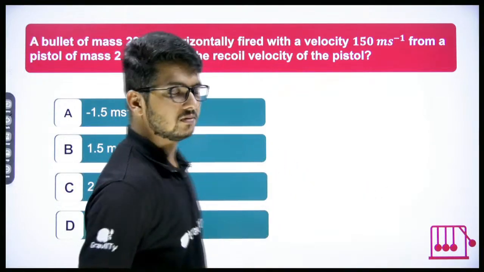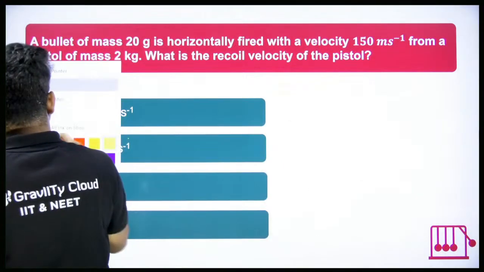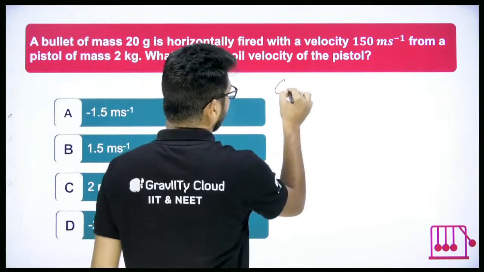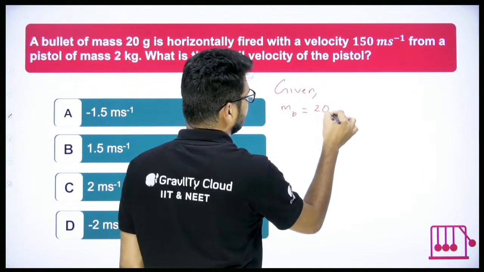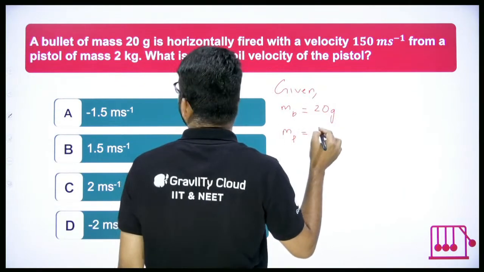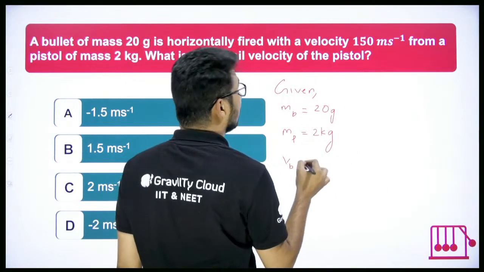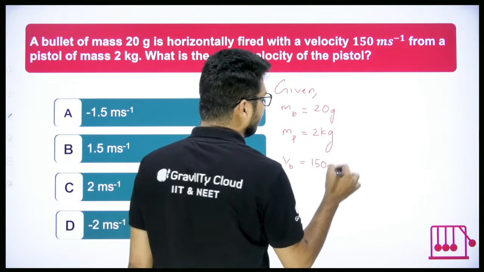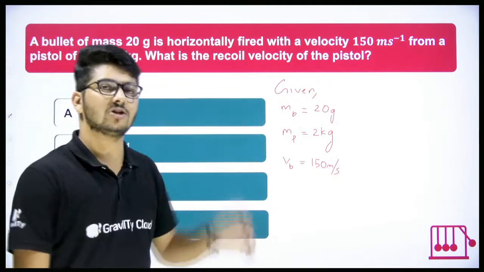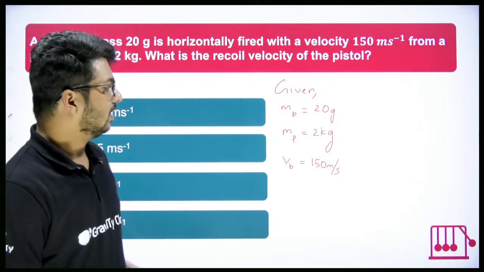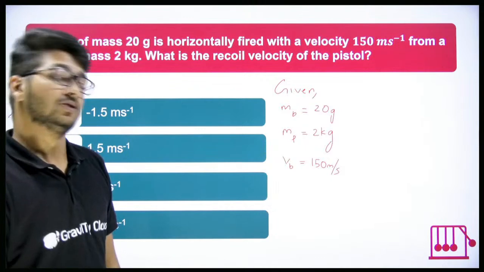Simple, direct question. So if I write down the given information, the mass of bullet is 20 grams. Mass of the pistol is 2 kilograms. Right? And the velocity of bullet is 150 meter per second. Now this is the given information. If you look at the masses of the bullet and the pistol, can you find anything interesting? The units are different. So you have to convert the units.